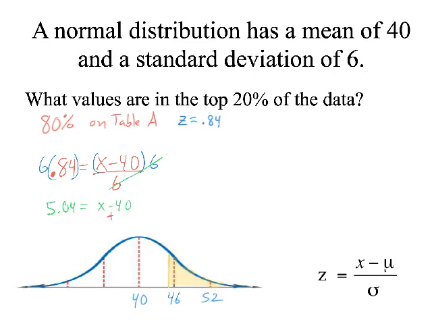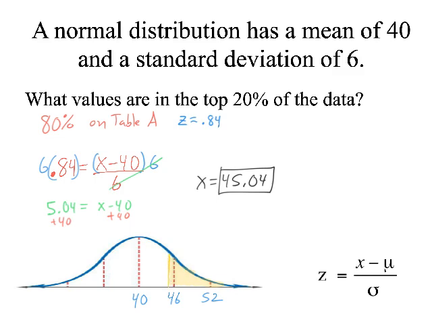Then we're going to add 40 to both sides. And I get x equals 45.04. And if we think about our picture, does 45.04 make sense? Yeah, that actually looks like where it should be.